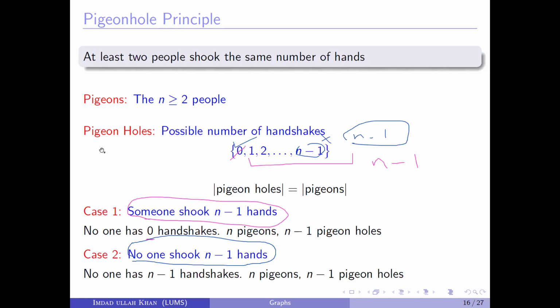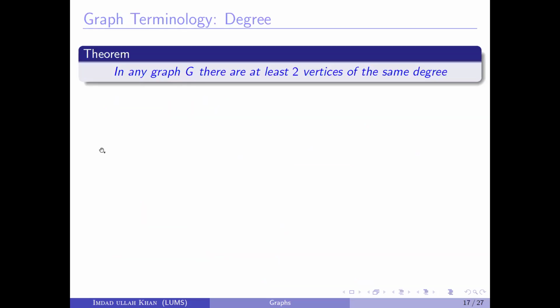The reason we are recalling it is that if you think of a graph, in any graph there are at least two vertices of the same degree. We have talked about the ranges of degrees. We said that in a simple graph, 0 is the minimum possible degree and n minus 1 is the maximum possible degree.